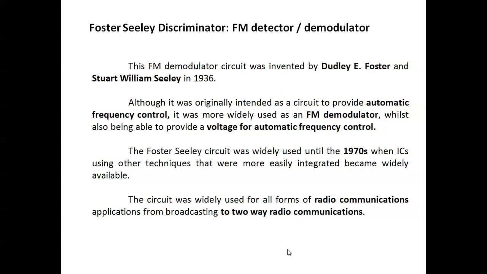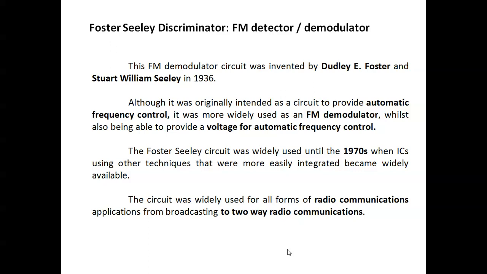This FM demodulator circuit was invented by Dudley E. Foster and Stuart William Seeley in 1936. These two people invented the Foster-Seeley demodulator. Based on their names, it is called Foster-Seeley. The first one is named Foster, and the second one is taken from Seeley.